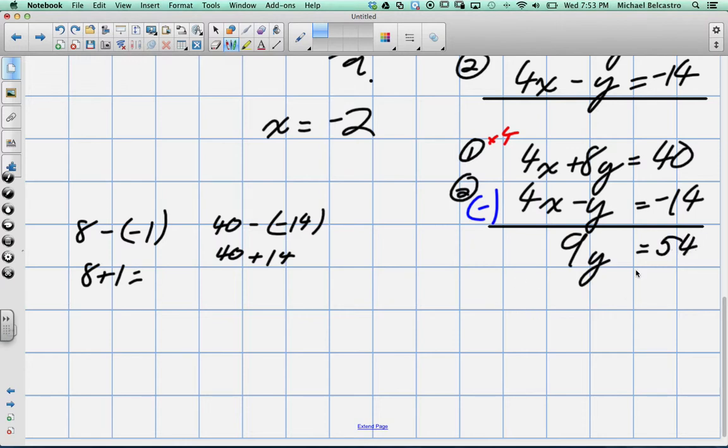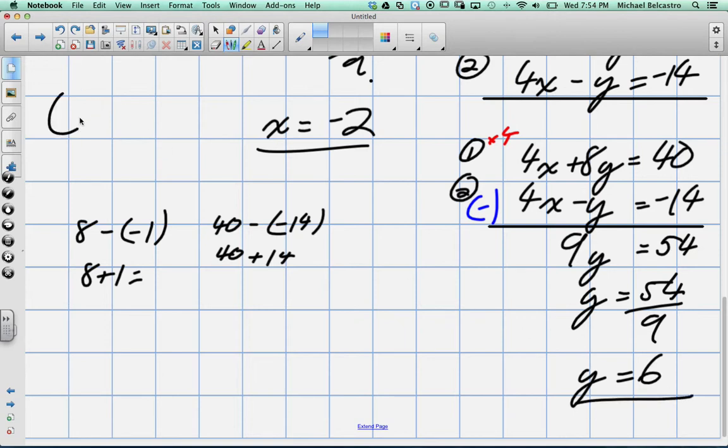Great. What's the next step here? Divide by 9. You got it. Do you know this off the top of your head? 6. Hey, y is 6. So we just discovered that the point of intersection between these two is negative 2 and 6. That's our x and our y value.